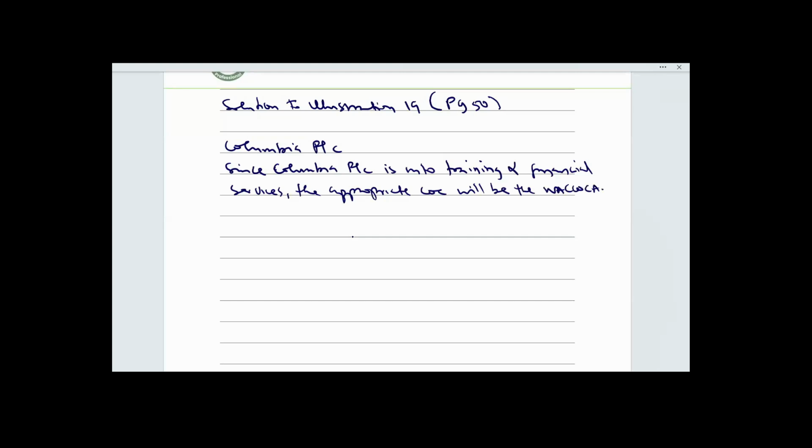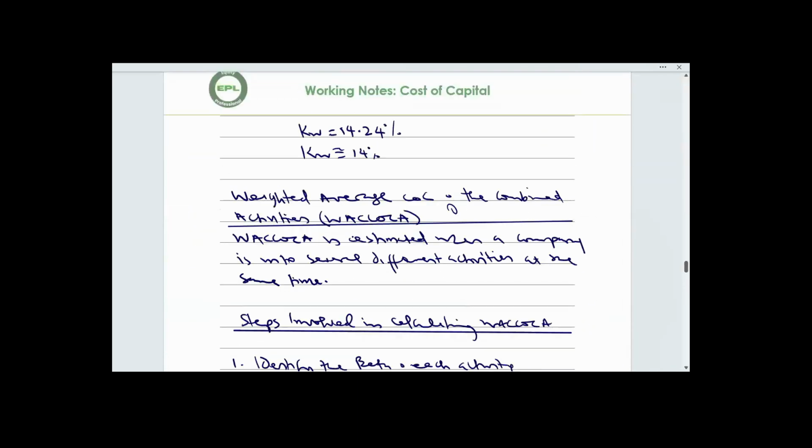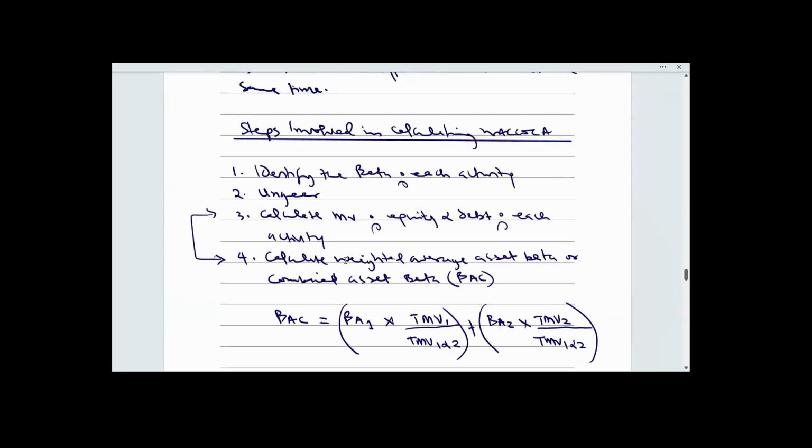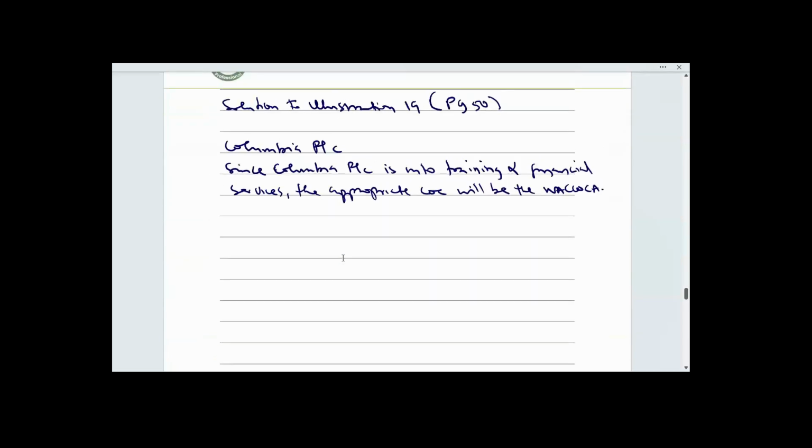Please, on the day of your exam, don't go and be writing Wakoka. If you are going to write Wakoka, you would have written it out fully in the first instance, just like the way I did here, weighted average cost of capital, and I put it in brackets, Wakoka, so which means that going forward, I will just be referencing Wakoka. But at your first instance, don't go and be writing Wakoka. All right.